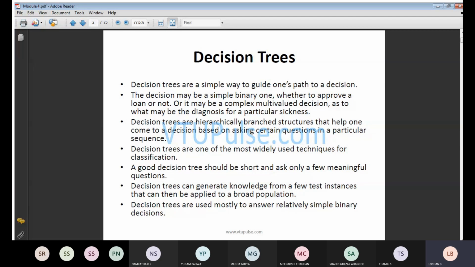Next is, a good decision tree should be short and ask only a meaningful sequence of questions. For example, I will give one real-time example for this particular case. You are presenting a project or you are going to present a seminar. For each slide, I should not ask a question. If I know the answer also, I should not ask a question.